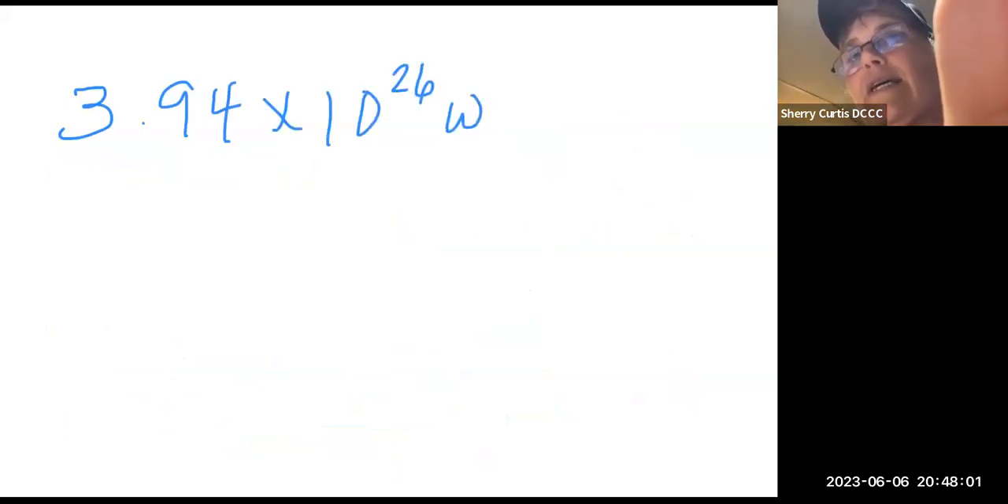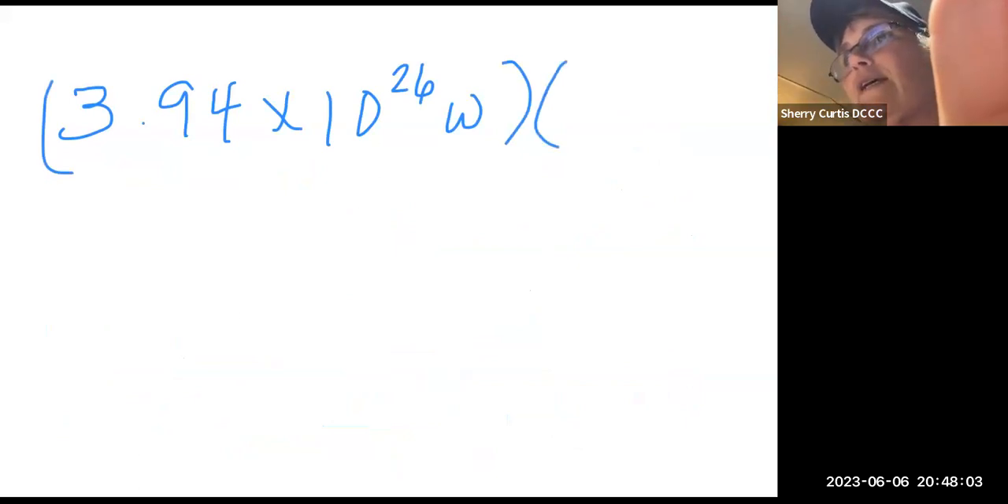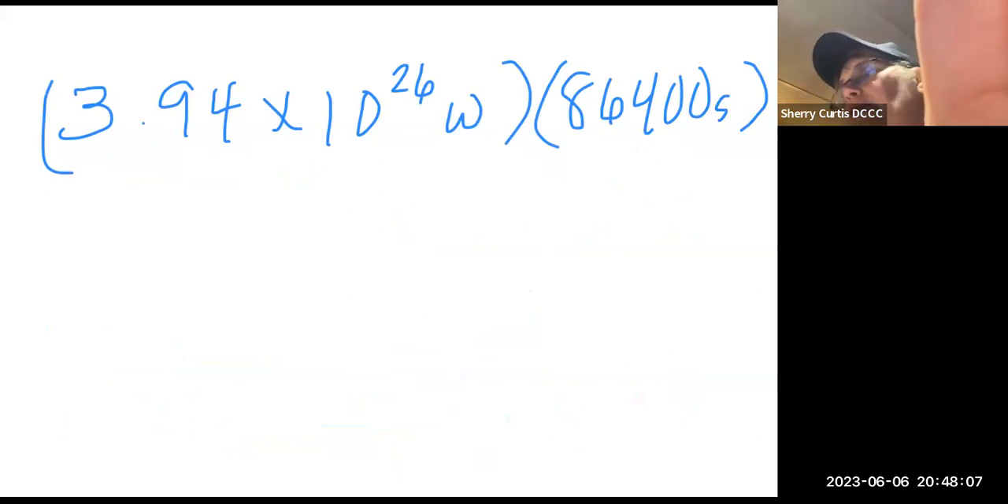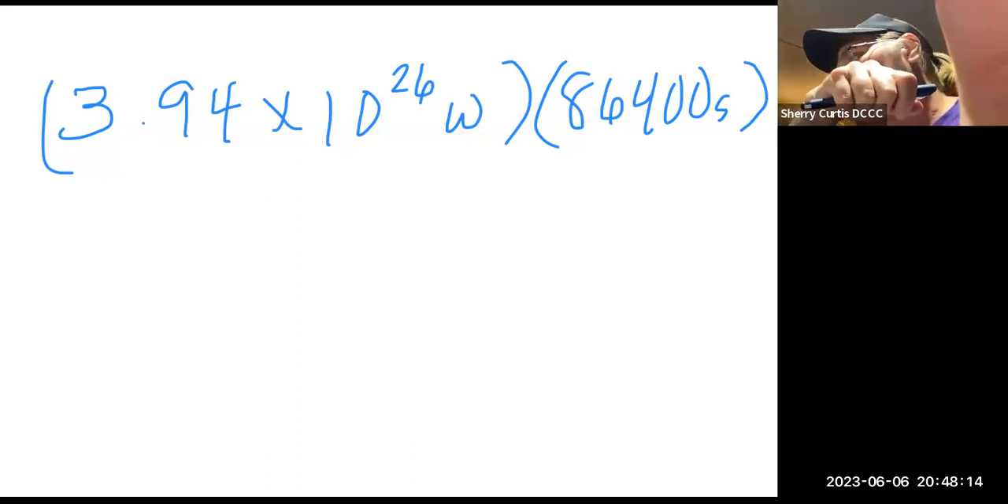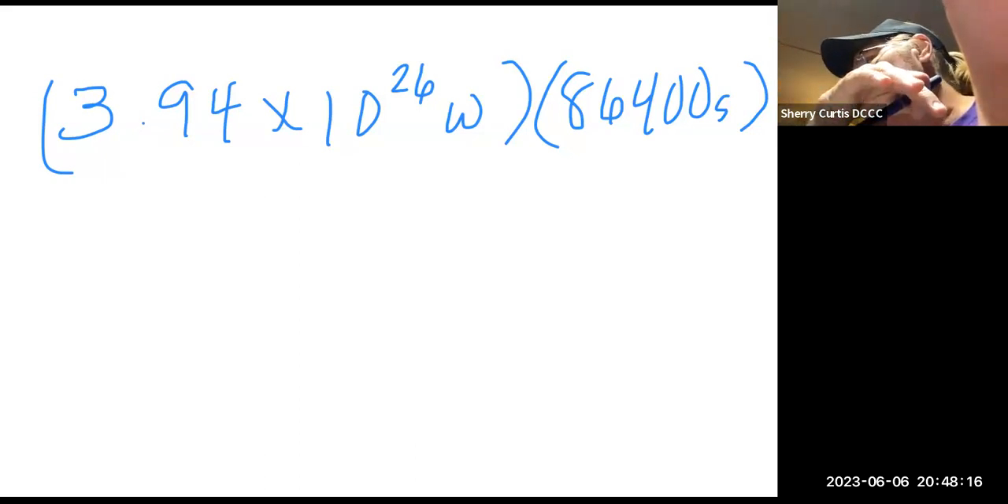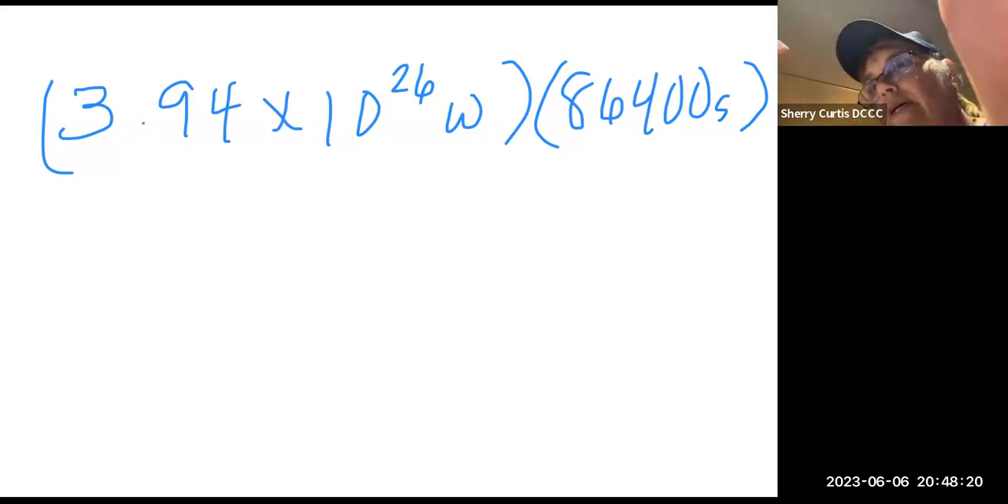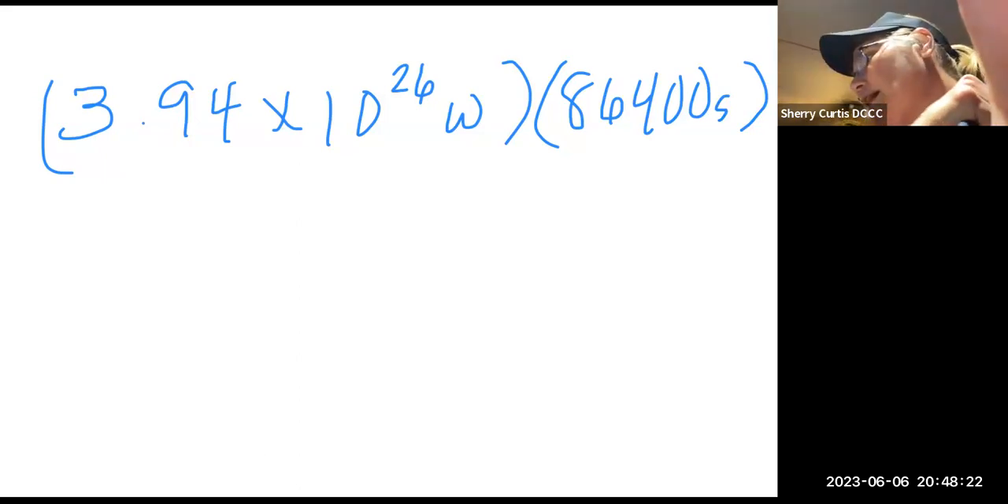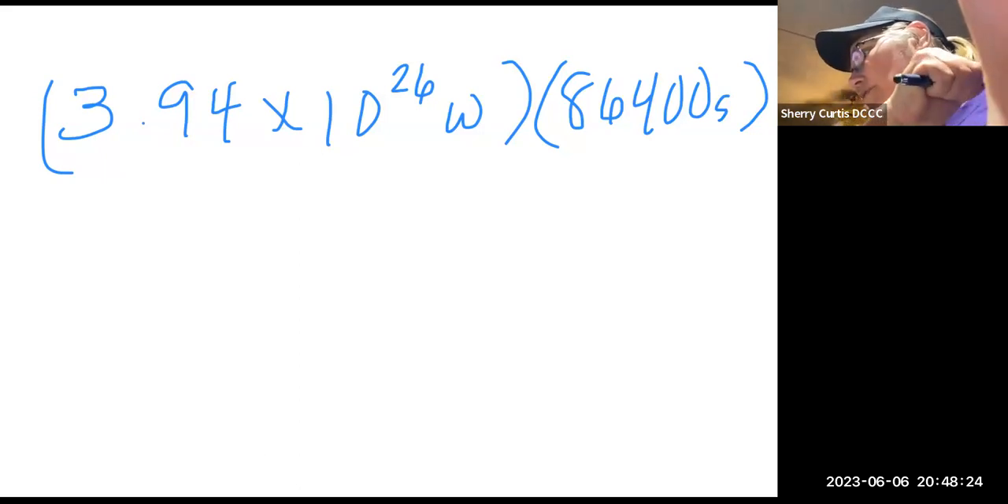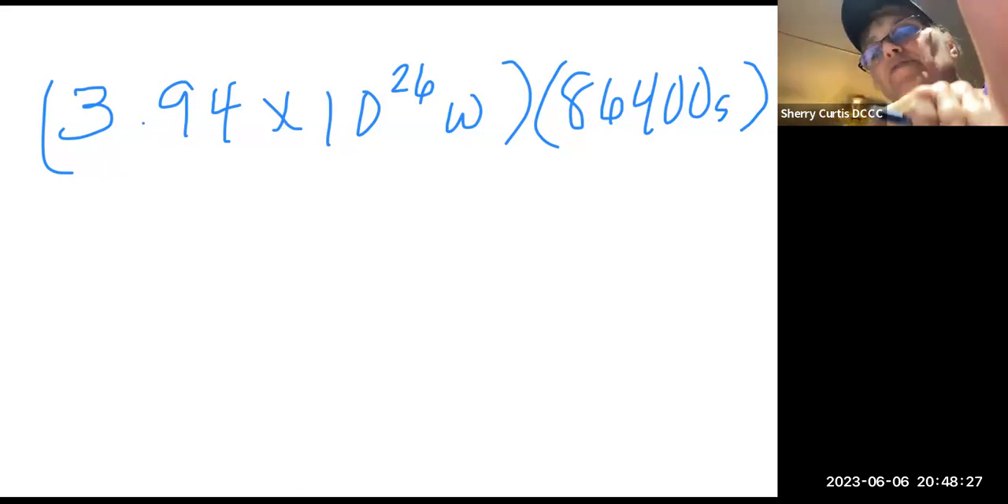And then you would take that times the 86,400 seconds to get the total energy in the course of a day. When you consider how far away we are, the amount of energy that hits every square meter of the Earth from the sun is just under 1,400 watts per meter squared.